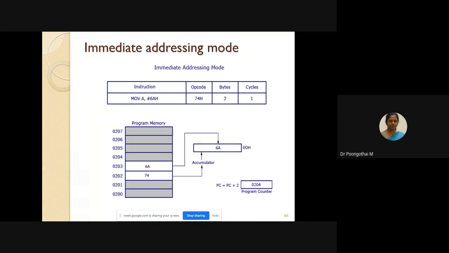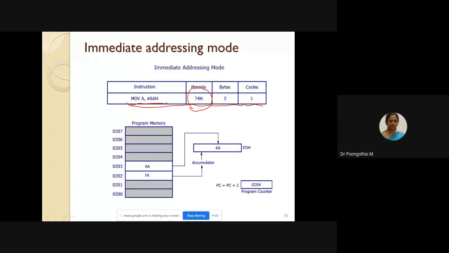So what do you infer from this instruction? The syntax is MOV A comma hash immediate data. So it requires 2 bytes of memory location. The opcode for the corresponding instruction given here is 74. So what is the meaning of immediate here? The addressing mode is named as immediate.